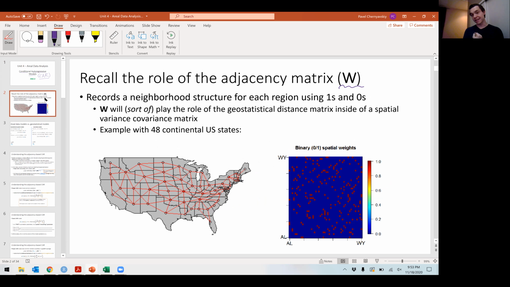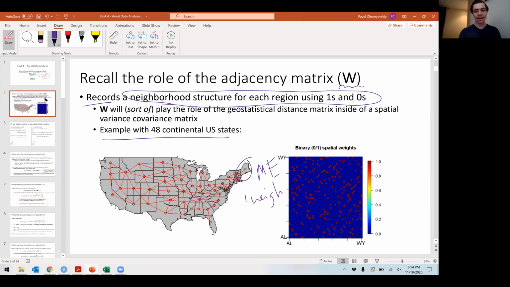I want to go back to a key player in the next few slides, a lot of the slides, which is our adjacency matrix. It encodes or records the neighborhood structure using ones and zeros, where the ones are the neighbors and the zeros are not the neighbors. So for example, here are the 48 continental US states. And last time we looked a little bit at how Maine, for example, has just one neighbor. This is Maine. And Wyoming, our good old state of Wyoming, has 6. You can actually count them. And there's 6 here.